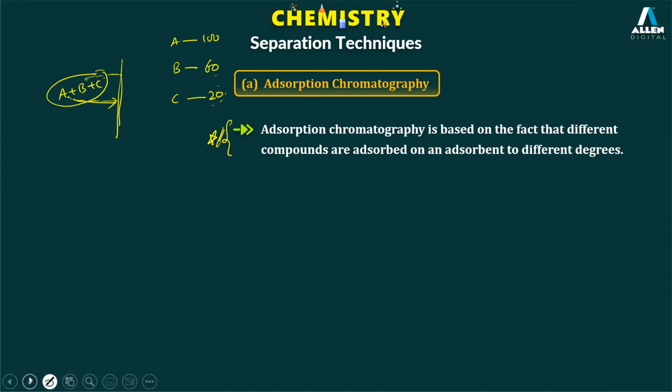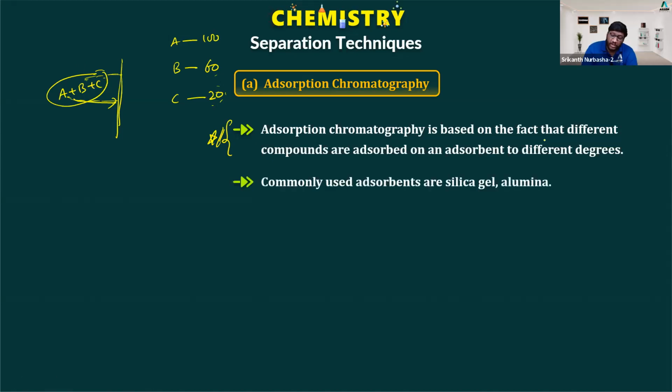So adsorption chromatography is based on the fact that different compounds are adsorbed on an adsorbent to different degrees. What are adsorbents? Commonly used adsorbents are silica gel and alumina. Why we are saying adsorbents are silica gel and alumina?